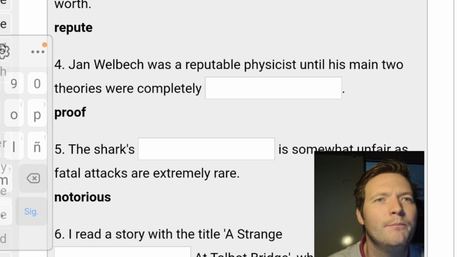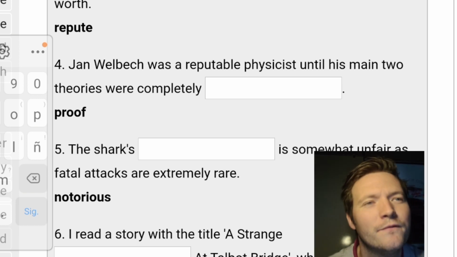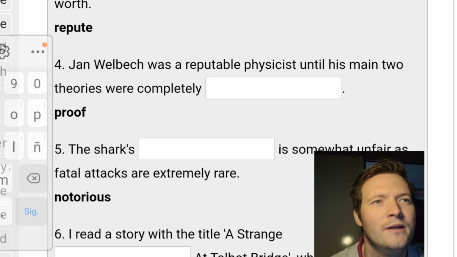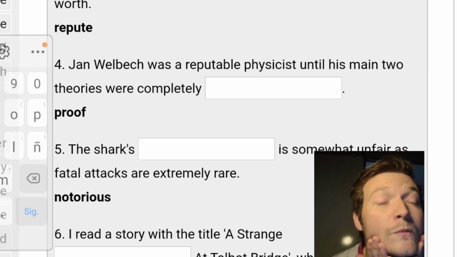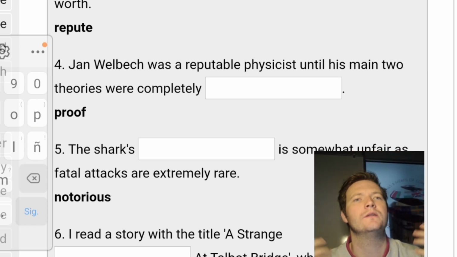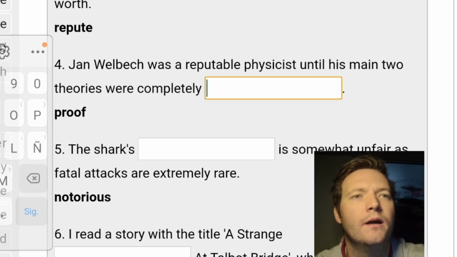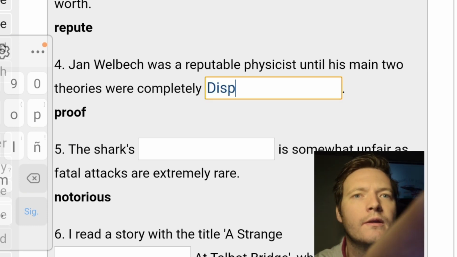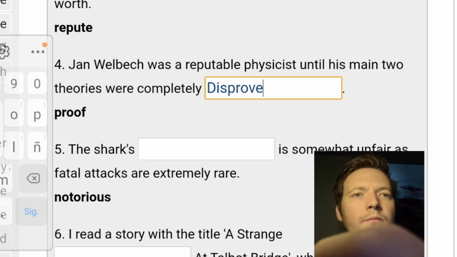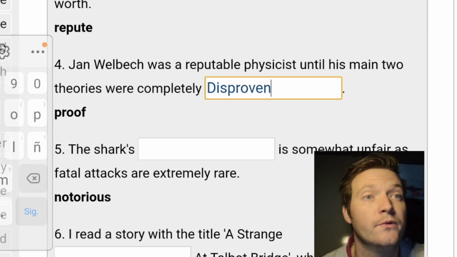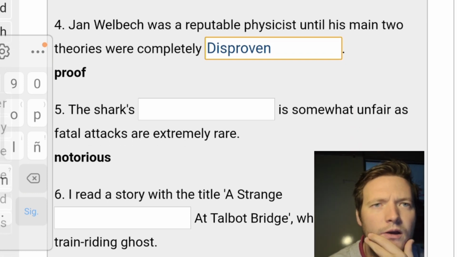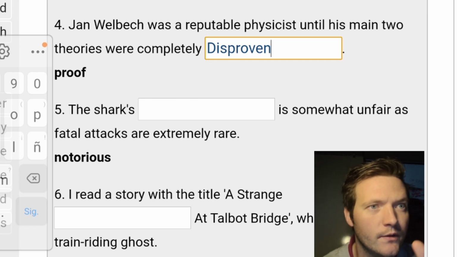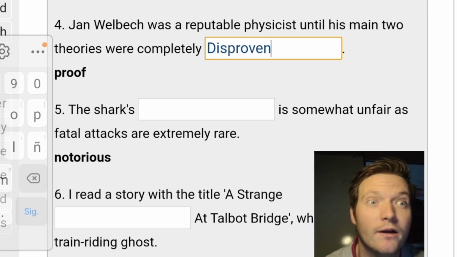Number 4, Jan Welbeck was a reputable physicist until his main 2 theories were completely disproved them. No, that his theories were completely disproven, I think. I may have got a couple of these wrong, I'm thinking about it now, but let's have a look. Disproven. I think that one's right, though. I only mean in this exercise. I know that all of the rest of them have been correct so far, and we'll find out. I am checking them all.